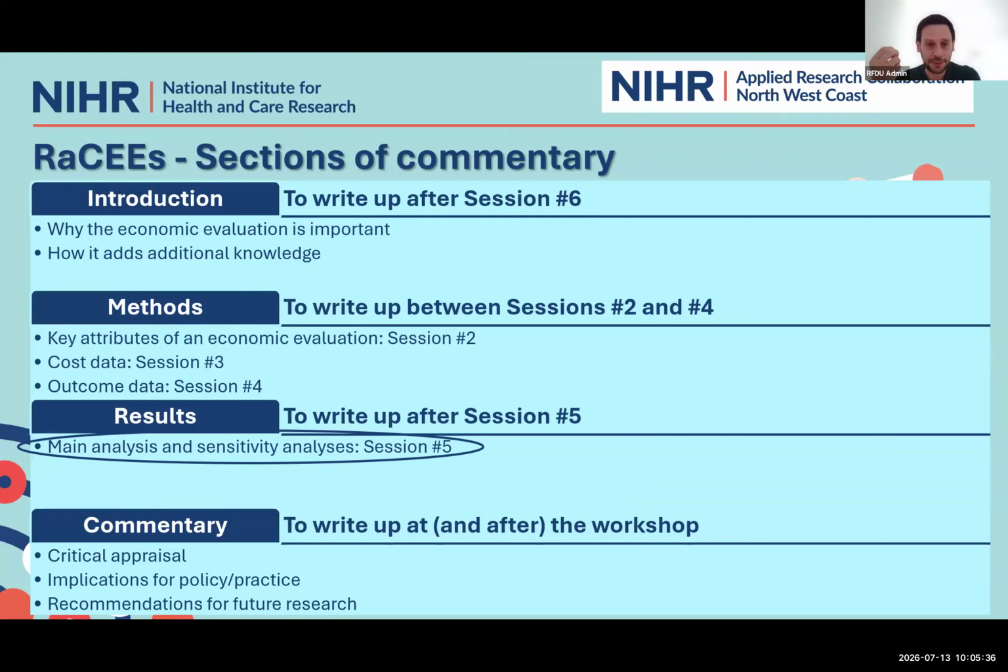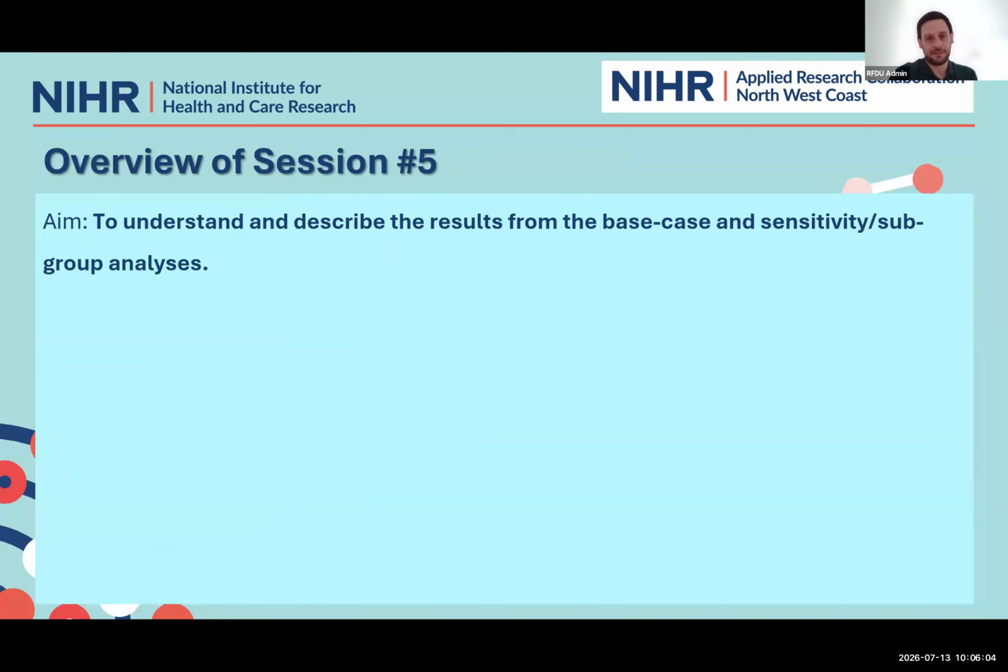When we write up the commentary together, we will try to summarize the results of the economic evaluations you've been working on. We will try to summarize the results of the main analysis or any sensitivity analysis performed by the author. So today's session is all about trying to make sense of and interpret the results of an economic evaluation. The aim is to understand and describe the results from the base case and sensitivity subgroup analysis.